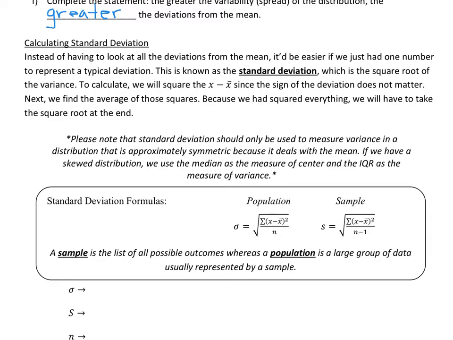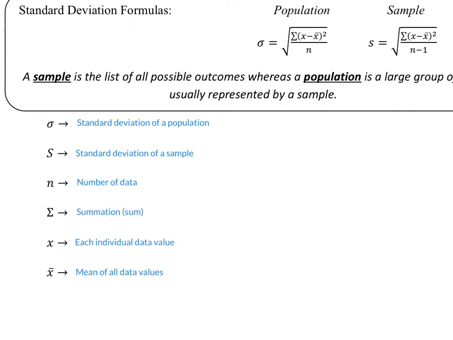Standard deviation formulas. We have two different ones, one for a population and one for a sample. Remember, a population is the whole group, usually a large group of data, and a sample is a piece of that group. I'm going to type out what each of these symbols mean underneath, so take a minute and pause the video and jot them down. So here are the symbols. Make sure you jot down what those mean.